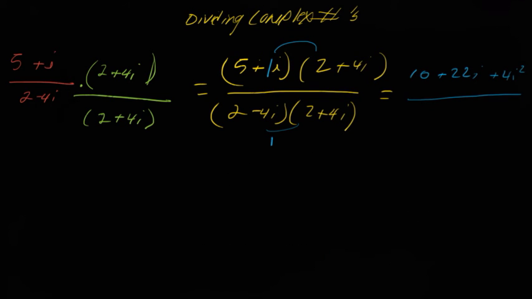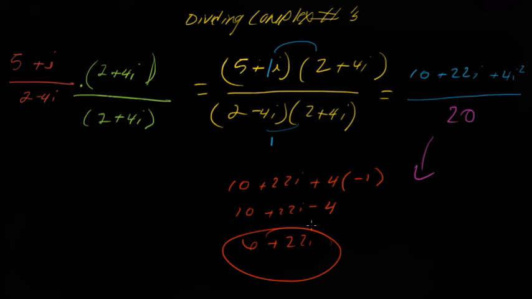I'm erasing this because we're a little scarce of space here. So 20. Okay? So let's go ahead and move down here. We have 10 plus 22i plus 4 times i squared. i squared is the same thing as negative 1. So 10 plus 22i minus 4, because 4 times negative 1 will give me a minus 4. So 10 minus 4 will be 6, plus 22i. Okay, this divided by 20 would be my answer. 6 plus 22i divided by 20.